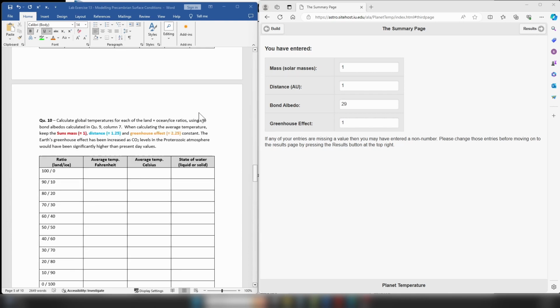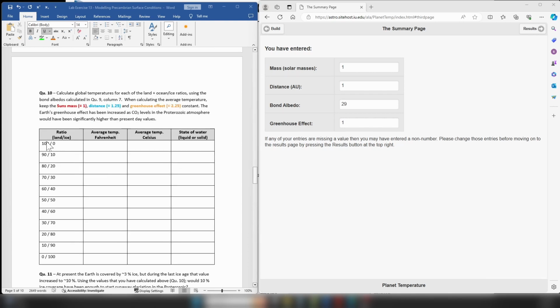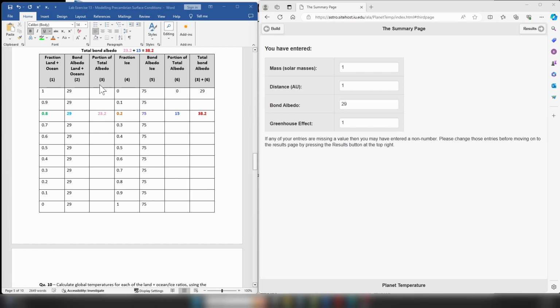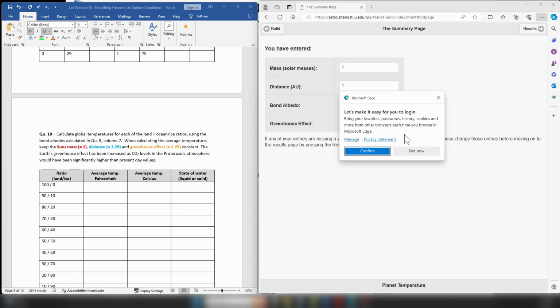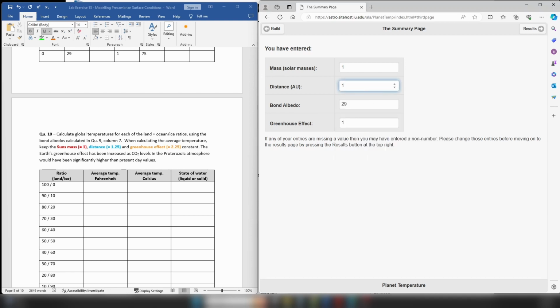Okay, so for a ratio of 100% land and ocean to 0% ice, you are going to take the total bond albedo, which is 29, and you're going to put 29 in, and you're going to do your calculation. So you're going to have 1, you're going to have 1.25. It's going to be 1.5, and our greenhouse effect is going to be 2.